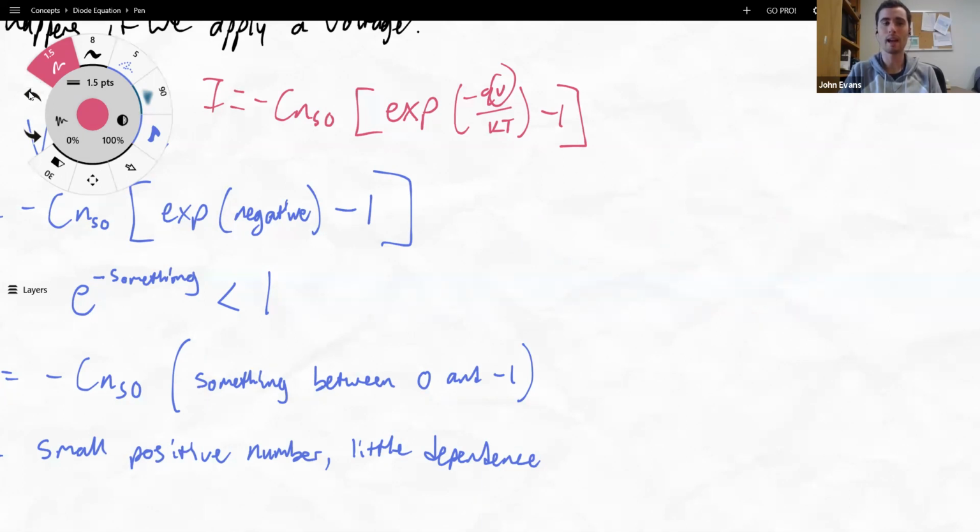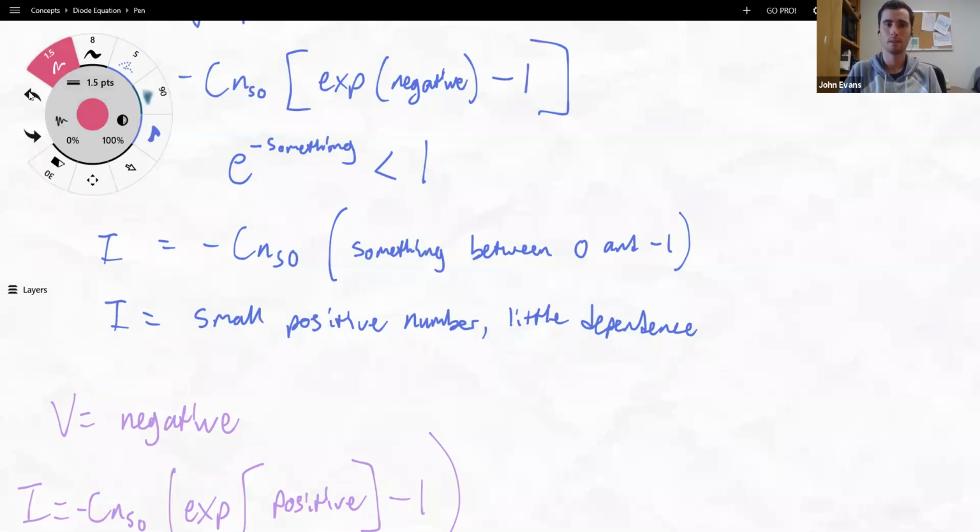And it is going to be at most, right? If our largest possible number is 1, this is going to be at most C N sub S naught. That is the largest it can possibly be. But it will probably be smaller than that.